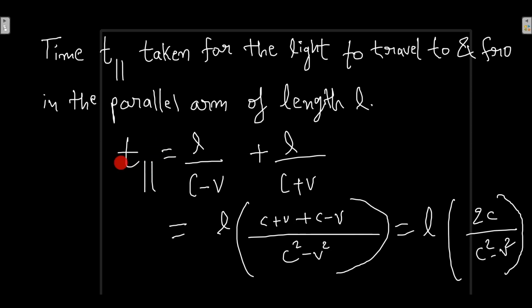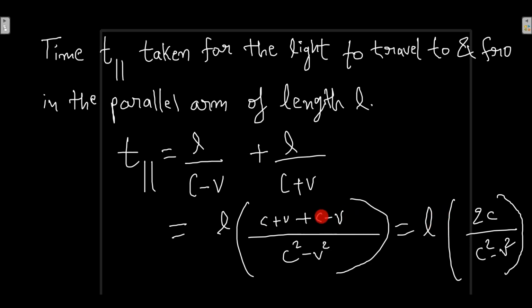And why is it called the parallel arm? Because it is parallel to the direction of Earth's velocity v. So t parallel is L divided by c minus v plus L divided by c plus v. We have taken L common outside. Let us take the LCM of c minus v and c plus v. The LCM will be c square minus v square. Over here in the numerator, c plus v will occur, since c plus v is in the denominator, and in the numerator c minus v will be there. This v and this v will cancel out, and L is common over here.